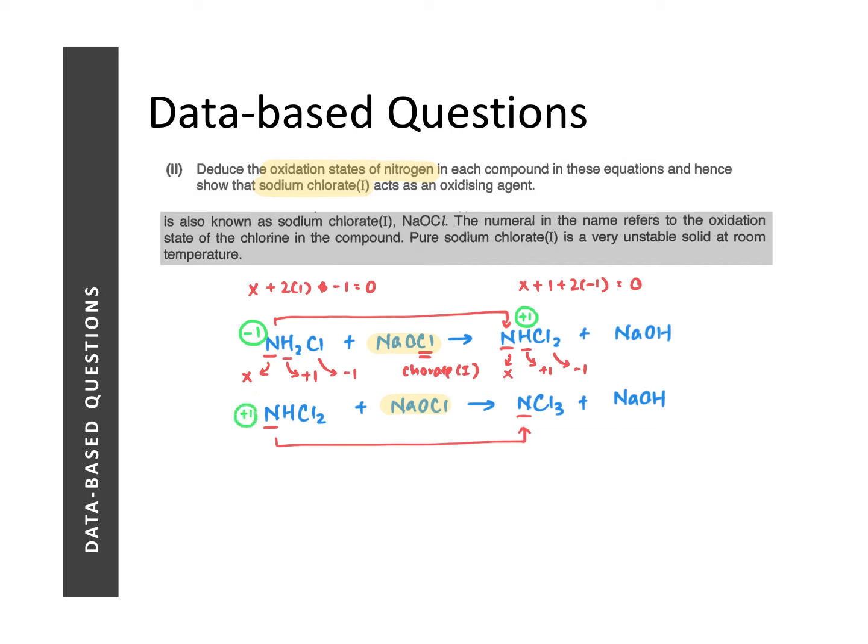Okay, and then the last nitrogen containing compound that we need to figure out the oxidation state for would be your nitrogen trichloride. In this case, chlorine has an oxidation state of minus 1. So x plus 3 times minus 1 equals 0, x equals plus 3. Okay. So how then do we phrase the answer?